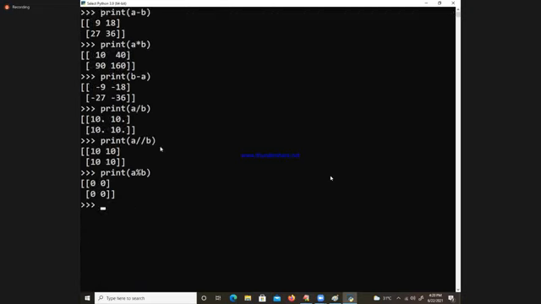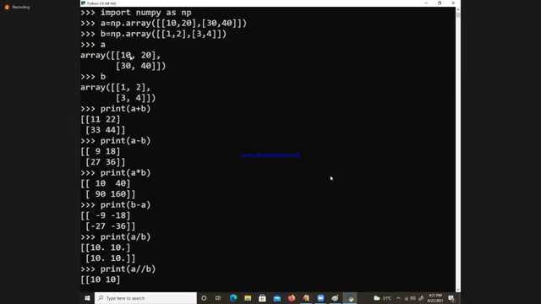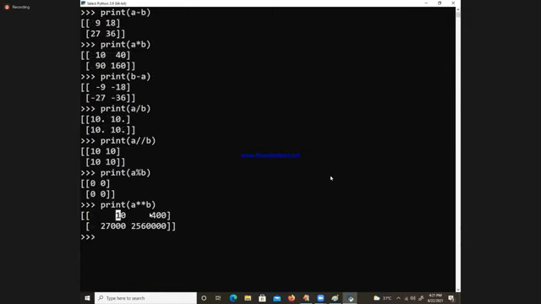Right. So now I will write print of A star B. I will run it. So what is happening? 10 to the power of 1, 20 to the power of 2, 30 to the power of 3, 40 to the power of 4. Maybe you are getting that point.